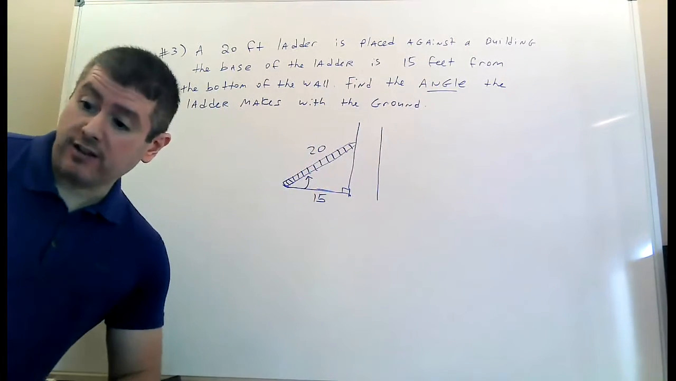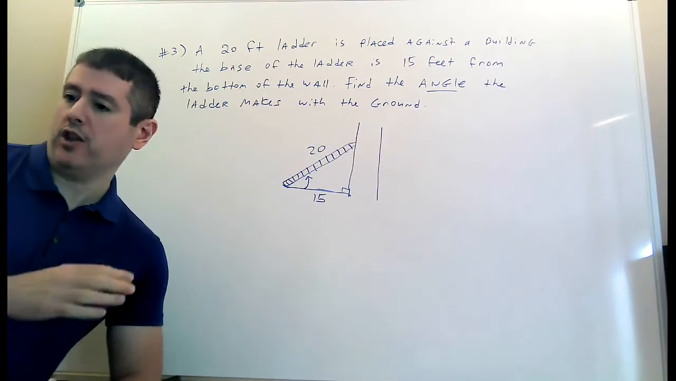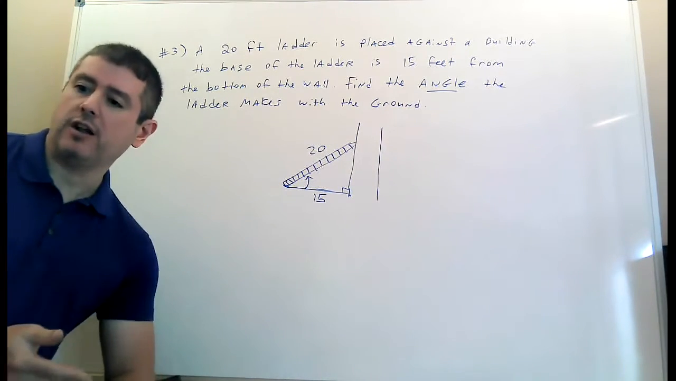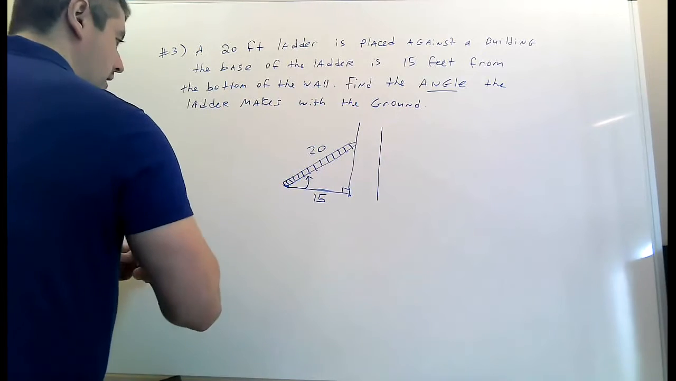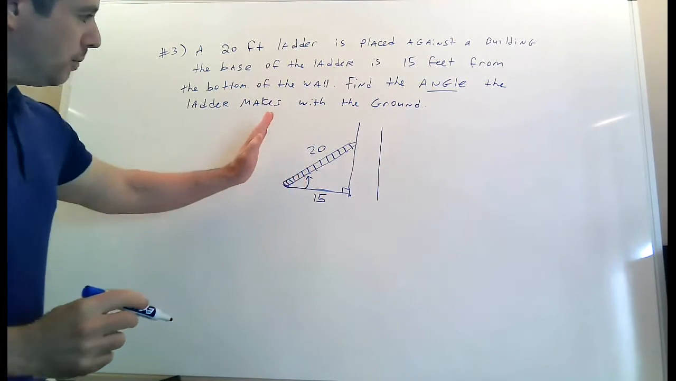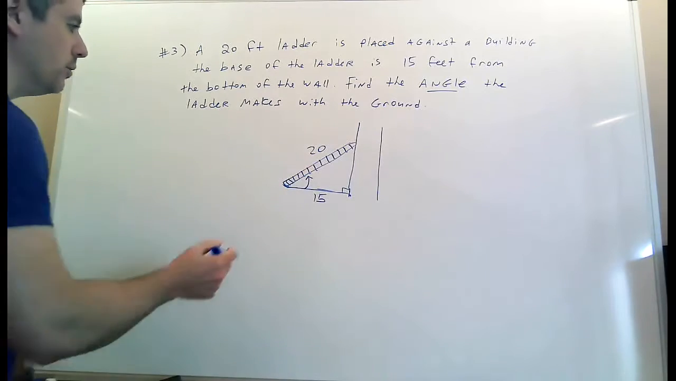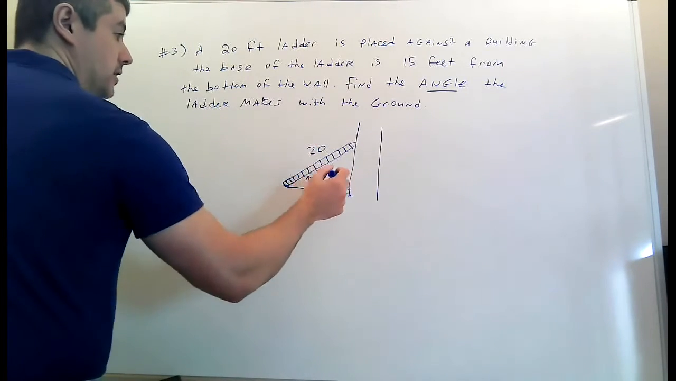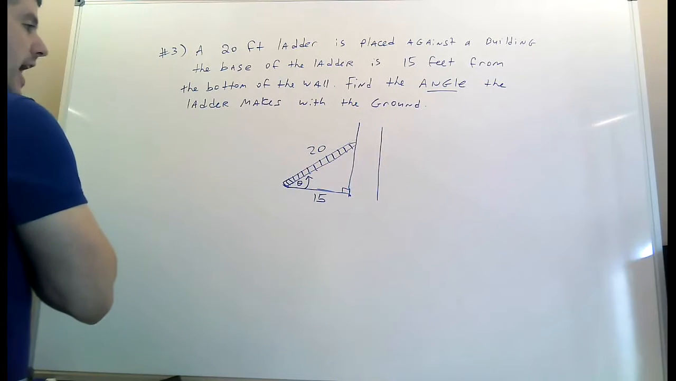So what you're really finding is the angle of elevation. They didn't say find the angle of elevation. You don't need to say it. They just say find the angle that the ladder makes with the ground. There is an angle here. When you put that ladder against the wall, you created an angle. So how do you figure it out? You've got to use the trig ratio. So let's put a little theta for the angle.